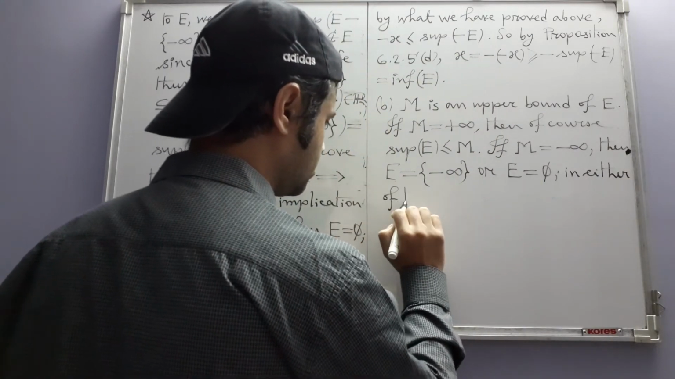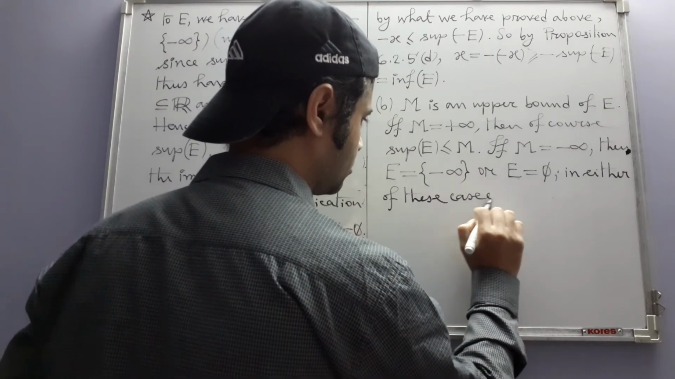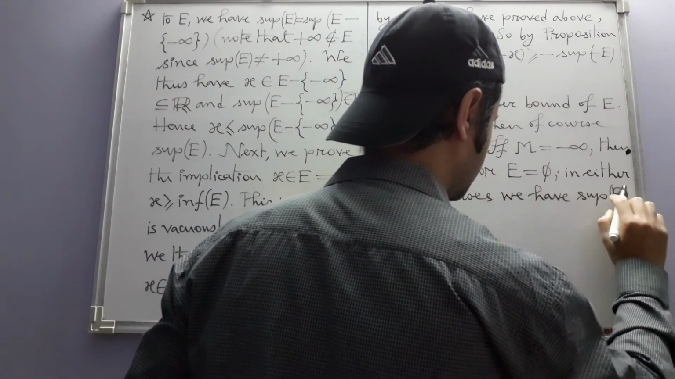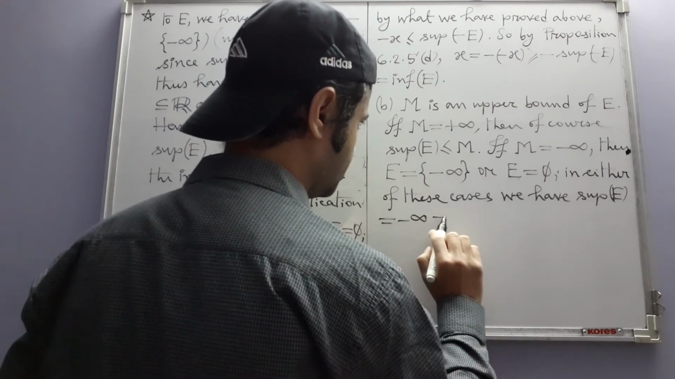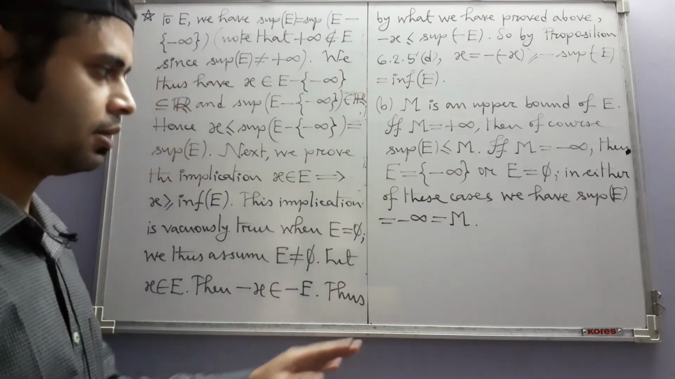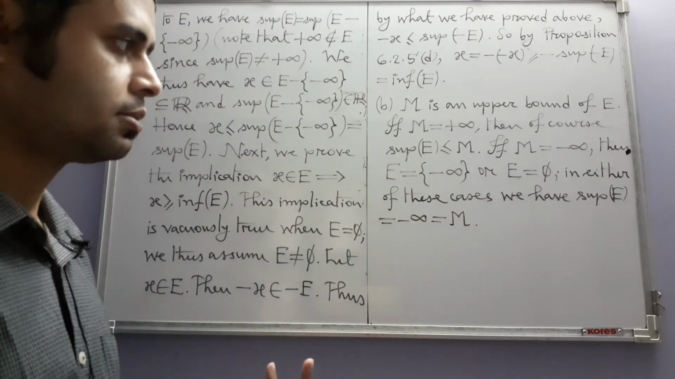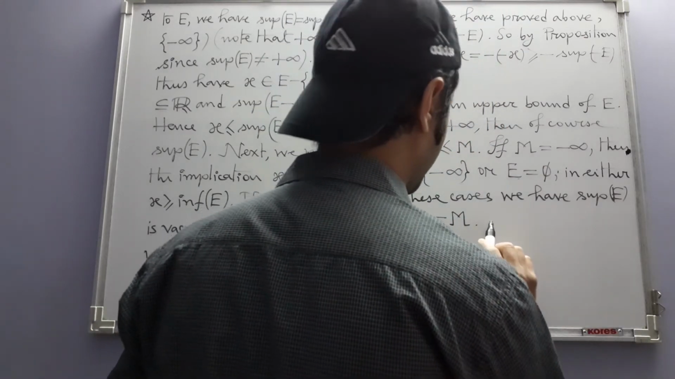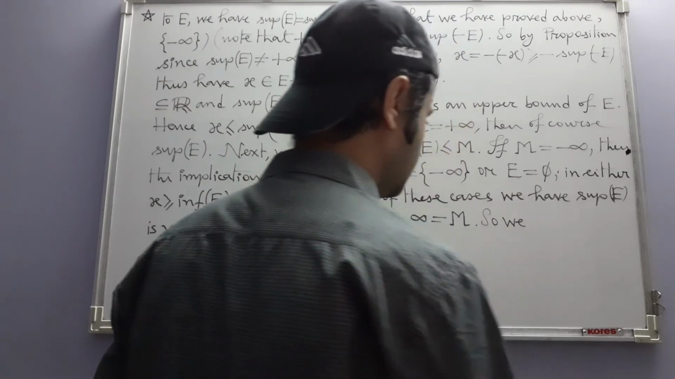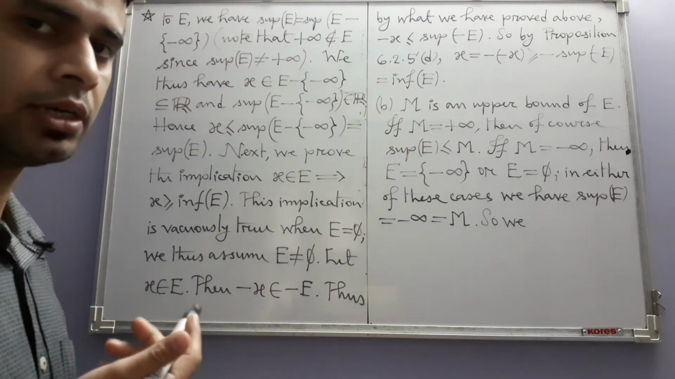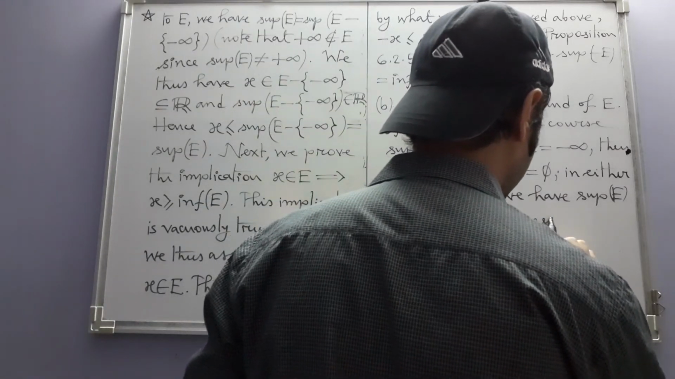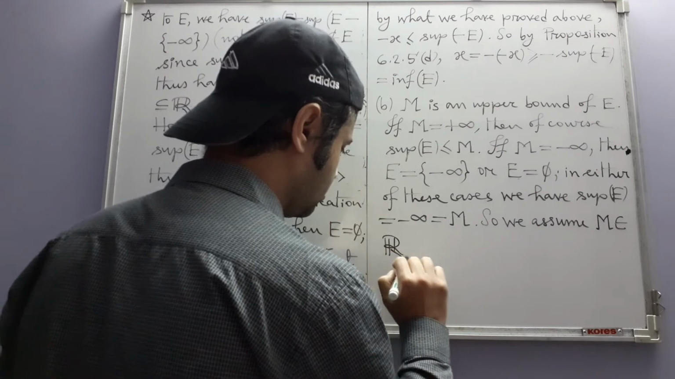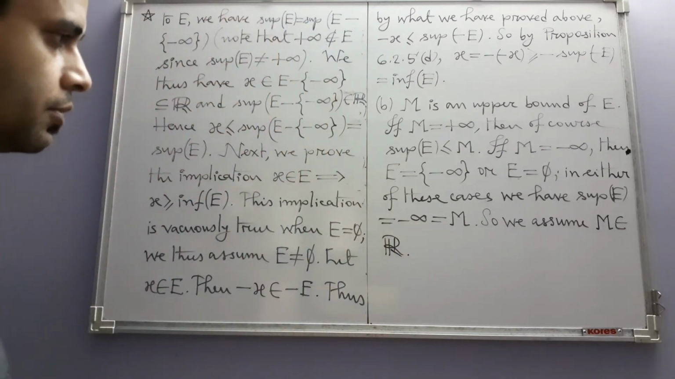In either of these cases, we have the supremum of E also equal to minus infinity. So in this case, the supremum of E and M are equal, and hence in particular the supremum of E is less than or equal to M. Okay. So that leaves us with only one case, namely when capital M is a real number. So we assume that capital M is a real number.